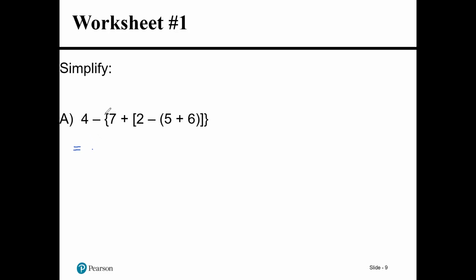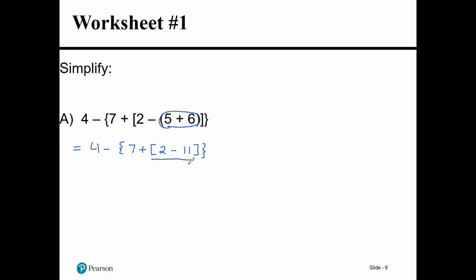So we have a brace, and then inside that brace is a bracket, and inside that's a parentheses. So we need to start with the innermost grouping, innermost parentheses. So we're going to start with the 5 plus 6. So 4 minus the brace 7 plus bracket 2, sorry, got those backwards, minus, so then this 5 plus 6 minus 11. And then we close the bracket and then we close the brace.